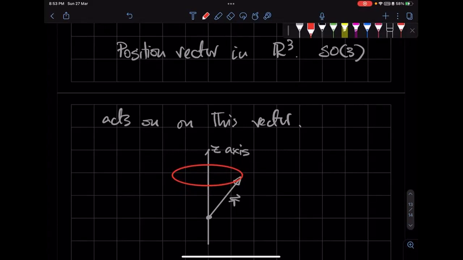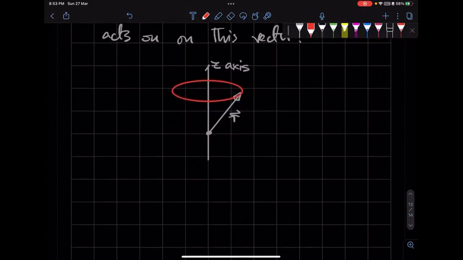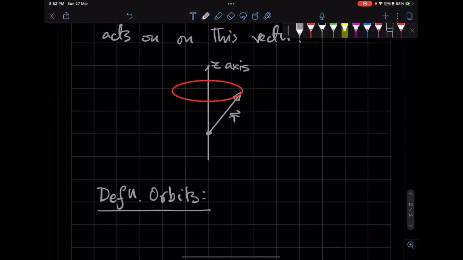So let me just define what the orbit is. That was just an introductory heuristic remark. So the definition of orbits is the following.